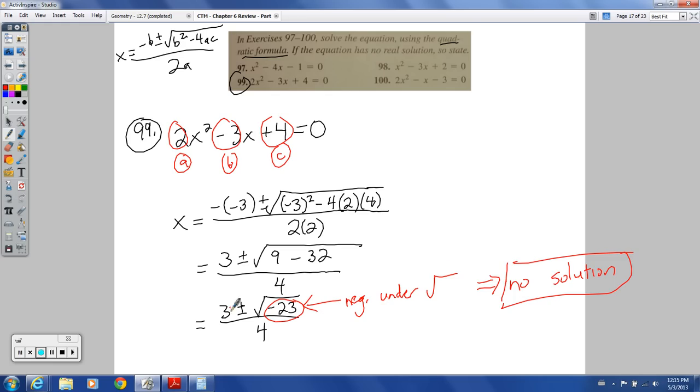If there were solutions, though, remember, you should take this. You have two options, that number plus or minus whatever this is over whatever that is. You've got those two things as possibilities.